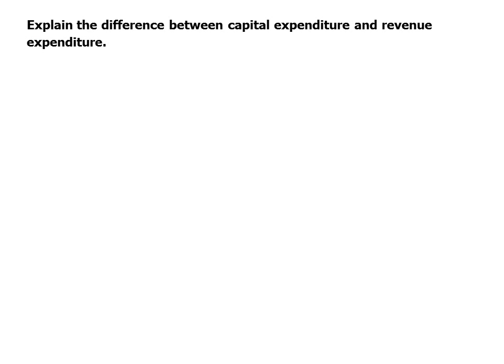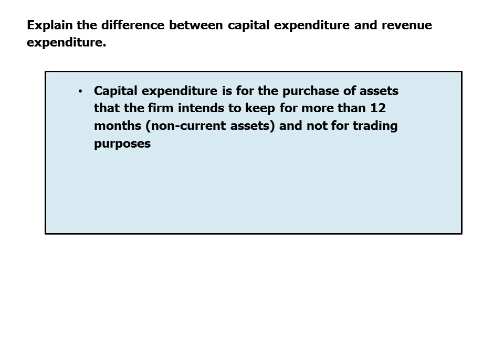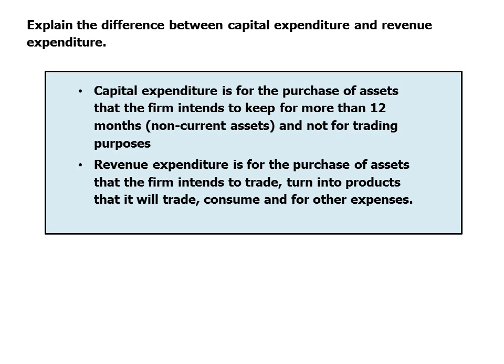Explain the difference between capital expenditure and revenue expenditure. Capital expenditure is for the purchase of assets that the firm intends to keep for more than 12 months, in other words, non-current assets, and not held for trading purposes. Revenue expenditure is for the purchase of assets that the firm intends to trade, turn into products that it will trade, consume, and for other expenses.